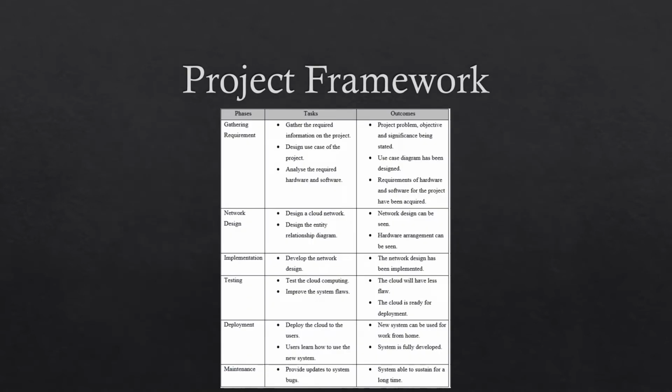This is the project framework. First is gathering requirements, where the task is to gather the required information on the project, to design a use case of the project, and to analyze the required hardware and software. Next is network design, which is to design a cloud network and to design the entity relationship diagram. Next is the implementation phase, where we start the project and develop the network design. Next is testing, where we test the cloud computing and improve any of the system flaws.